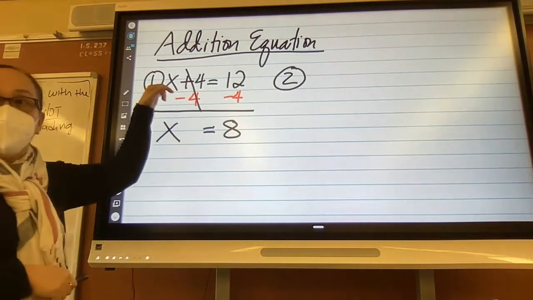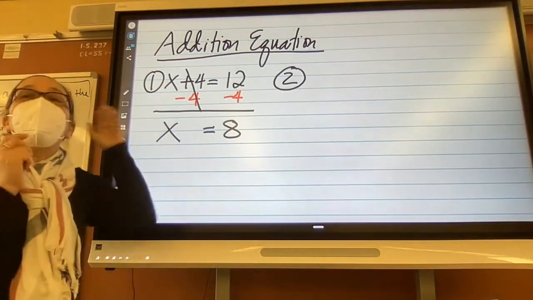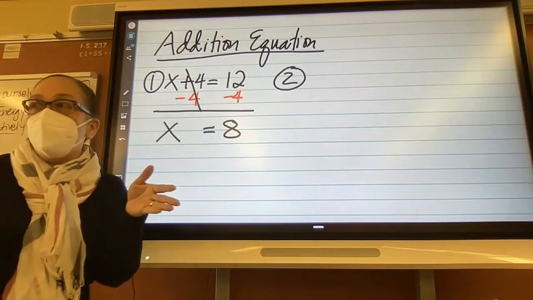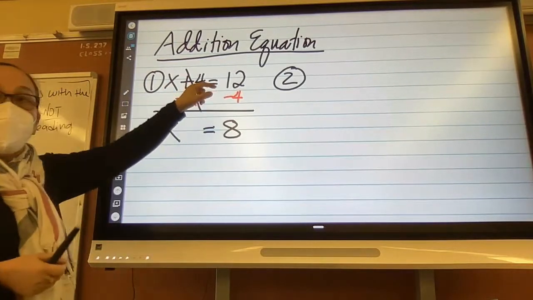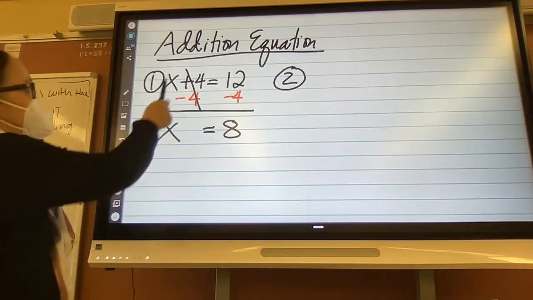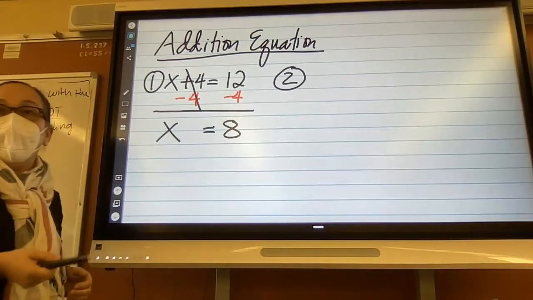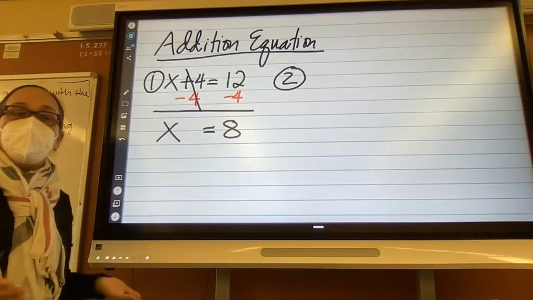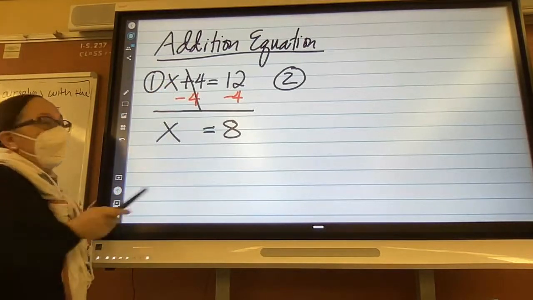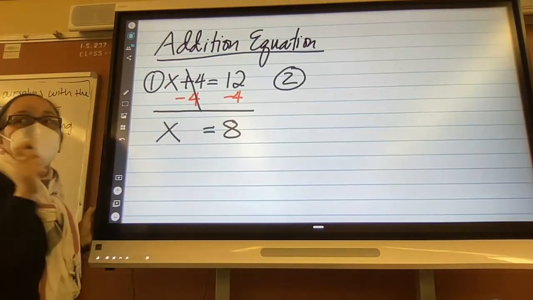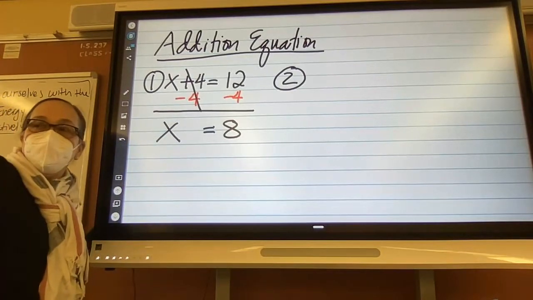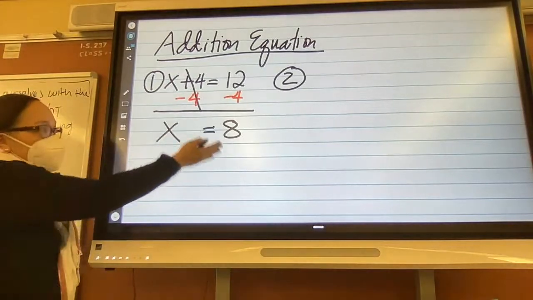Because we need to isolate the x, meaning the x should stand by itself. There's supposed to be nothing attached to it. To take away plus 4 means to make it 0. To make plus 4 into 0, we had to subtract 4, because 4 minus 4 gives you 0. Different signs to subtract, remember? So now the x is isolated because that's what we're looking for. What is x? Clear? Yes. Now the x is 8.